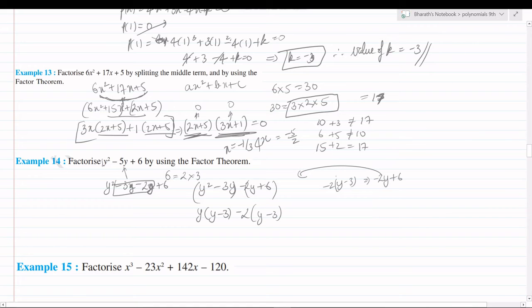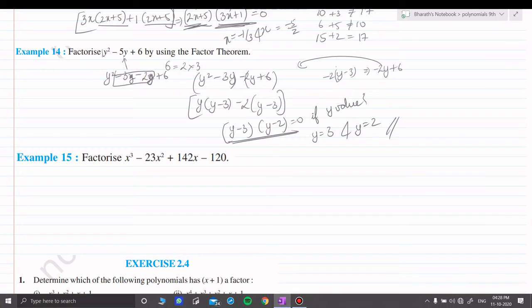So no problem. Now in this whole term, y minus 3 and y minus 3 is common, so bring y minus 3 out. So you are left with y minus 2. So this is the final factorization.